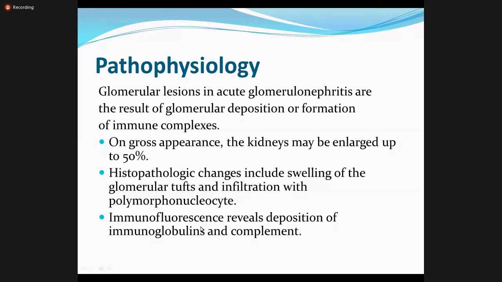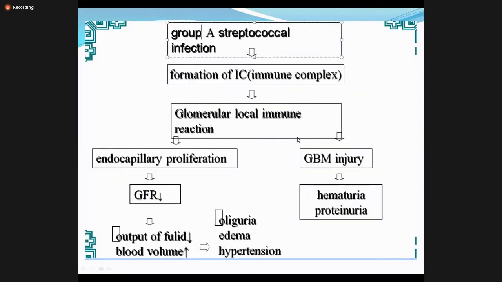Due to the immune complex deposit, it also causes injury to the glomerular basement membrane, and that causes hematuria and proteinuria in acute glomerulonephritis. So this slide shows the basic pathophysiology behind post-streptococcal glomerulonephritis. And I repeat the symptoms again: the common symptoms of AGN or post-streptococcal glomerulonephritis in children usually present as sudden onset of gross painless hematuria.